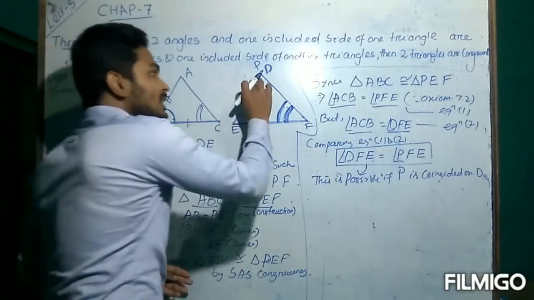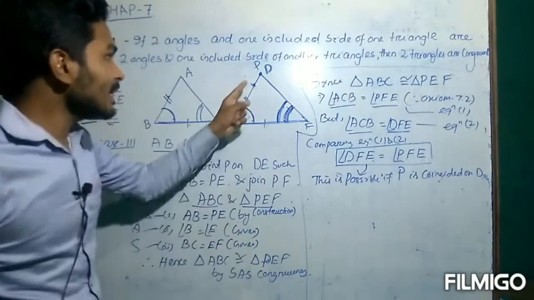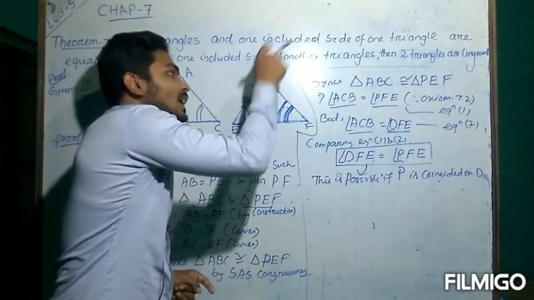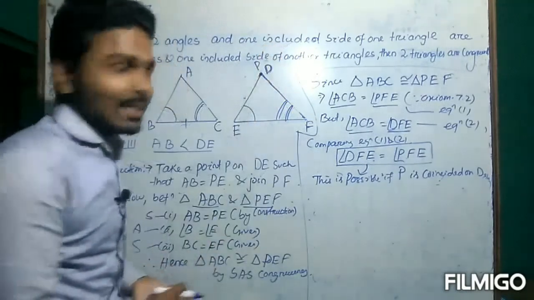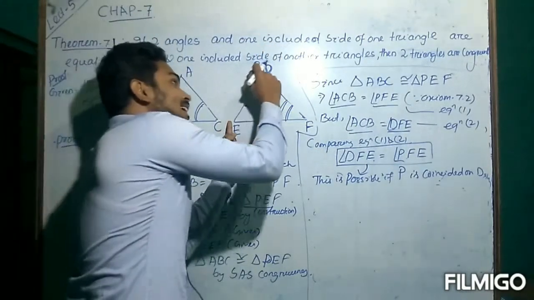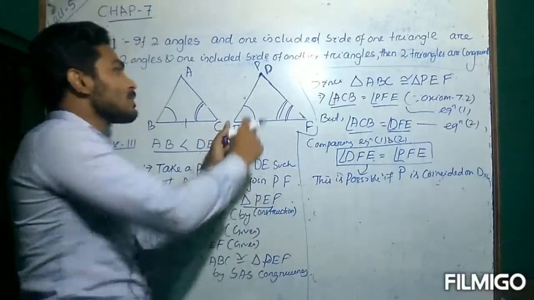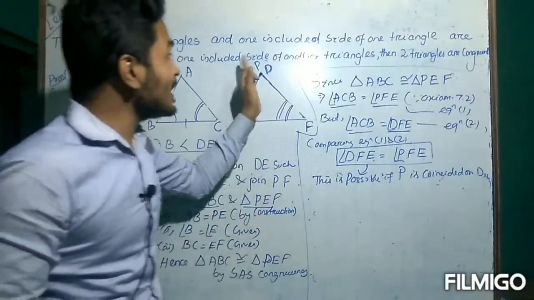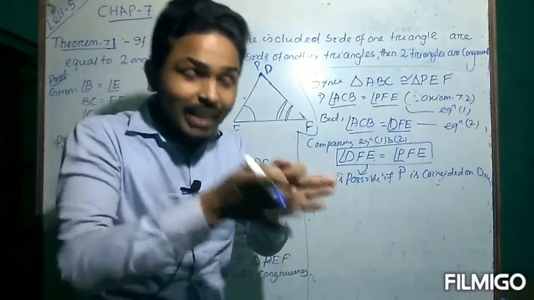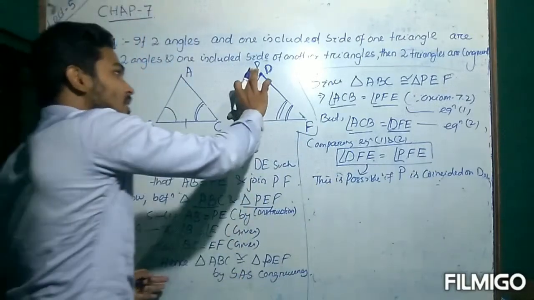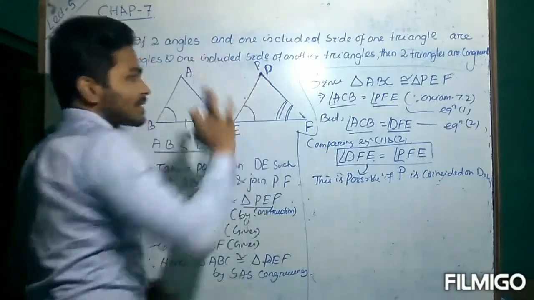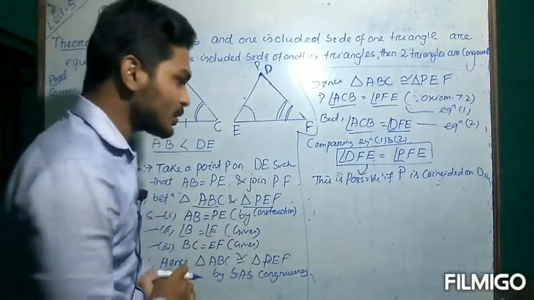And one thing you have to think: if this point P coincided on D, then the distance from E to P is equal to the distance from E to D. Why? Because P and D are not different points, they are the same point. So the distance of PE is equal to the distance of DE. Understood?